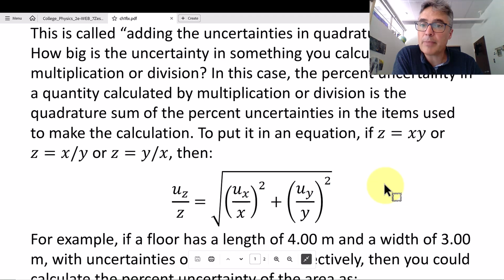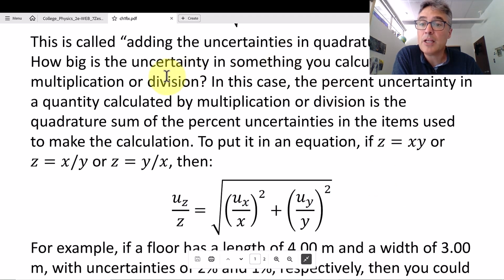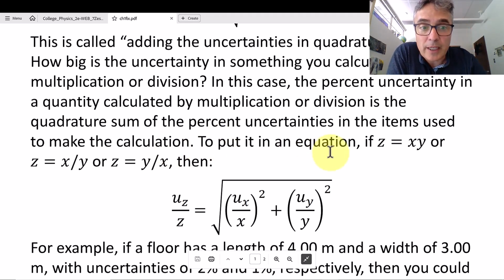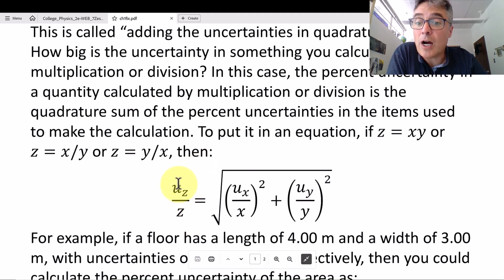The rule for how big is the uncertainty in something you calculate by multiplication or division: the percent uncertainty in the quantity is calculated by the quadrature sum of the percent uncertainties in the items used to make the calculation. Okay, so to put it in an equation, instead of percents, you can just use ratios. So if z equals x times y, or x divided by y, or y divided by x, then the ratio of uz to z is equal to the square root of the sum of the squares of the ratios of the individual errors to their quantities.